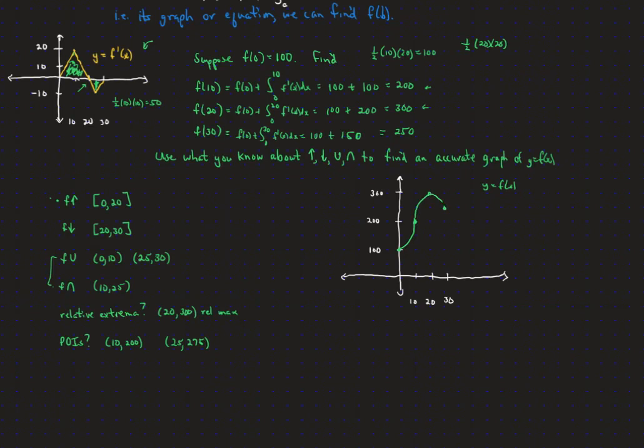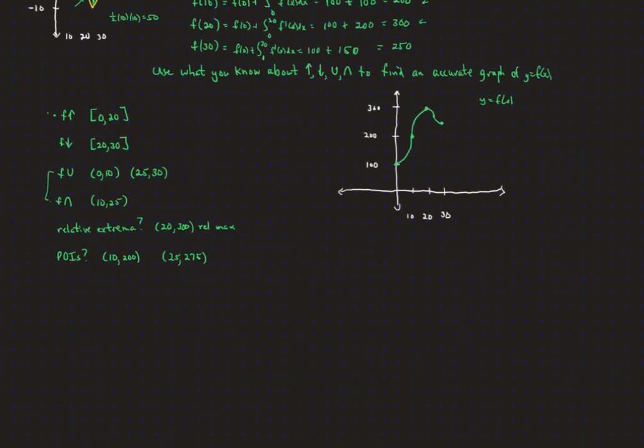So let me back that up a little bit. At 25, we said it was going to be 275, so that's going to be right in there. So it's going to be decreasing and concave down. And then from 25 to 30, it's going to be decreasing but concave up. So it's going to look something like that. All right.